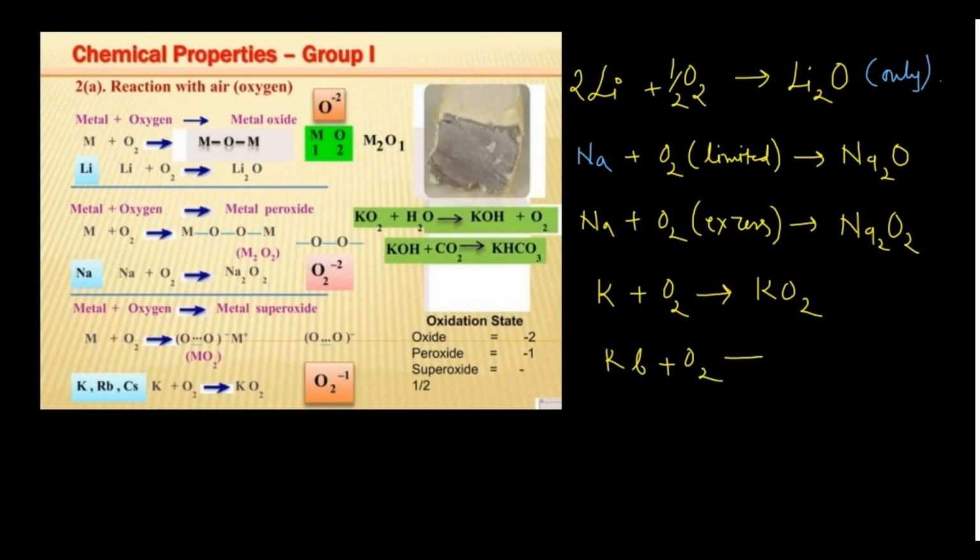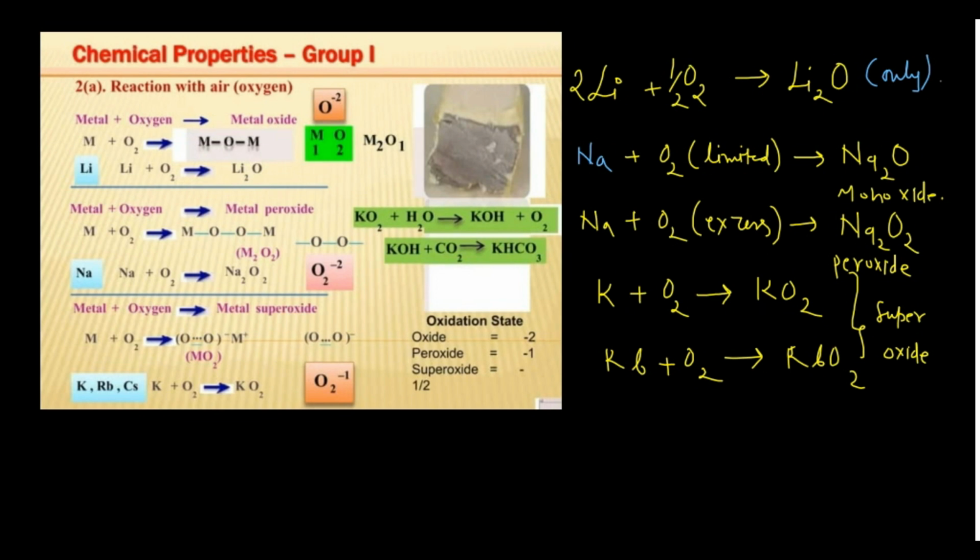Similarly, if you have rubidium, Rb, and you react it with this oxygen, it will largely form the superoxides. However, I am not saying that it will only form the superoxide. You will get a mixture along with the superoxide. You will also get the peroxide and the monoxide. So this is the superoxide, this is your peroxide, and these are your monoxide. These reactions are very, very important.